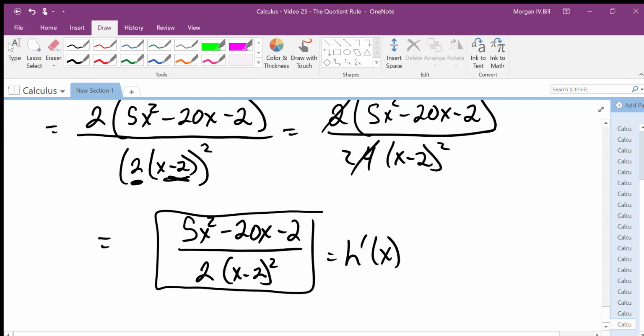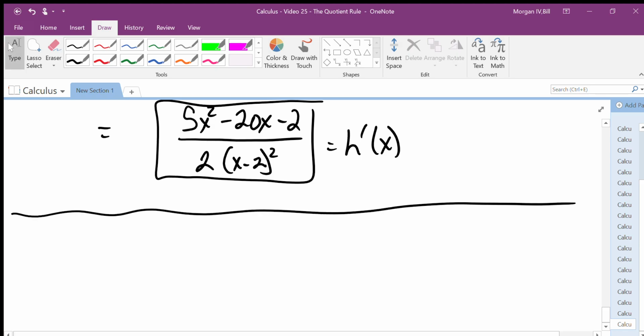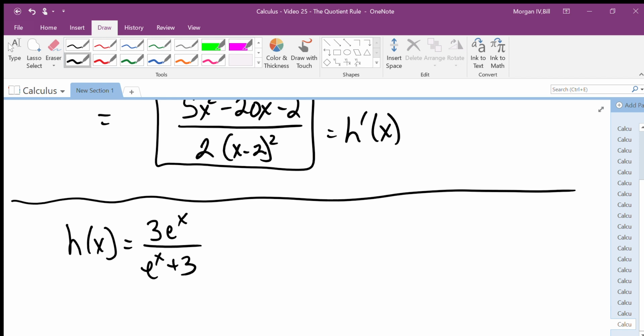Okay, one more, and then we will call done for this video. Let's say h of x is equal to 3e to the x over e to the x plus 3. Please do not cancel out those e to the x's. The denominator is e to the x plus 3, therefore you can't simply cancel that e to the x with an e to the x on top. Please do not do that. Our function here, f of x on the numerator, or g of x in the denominator.